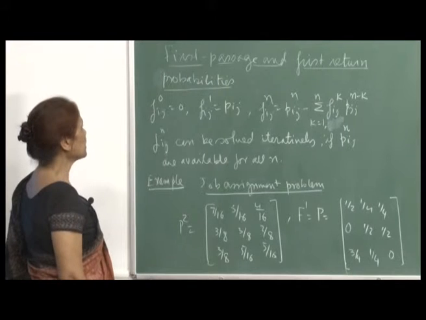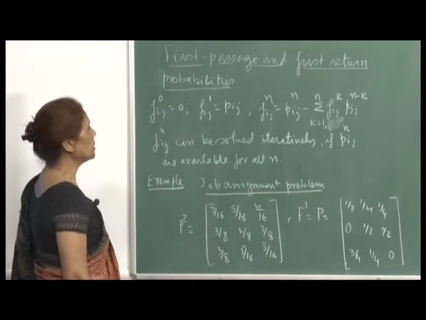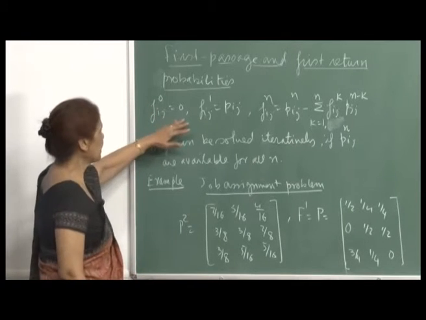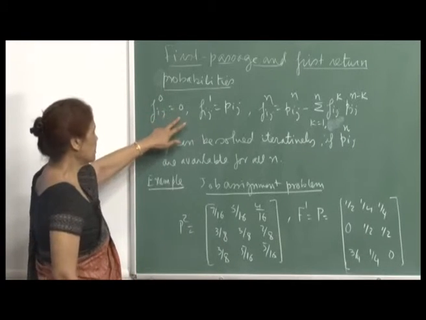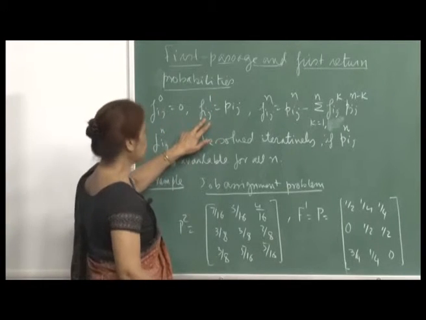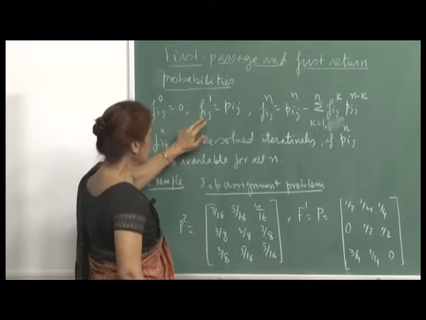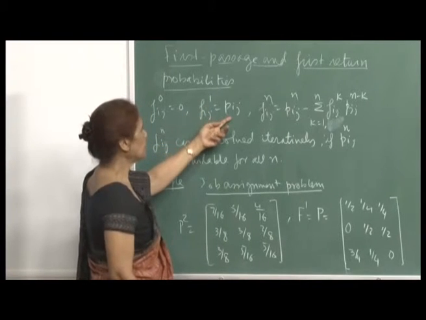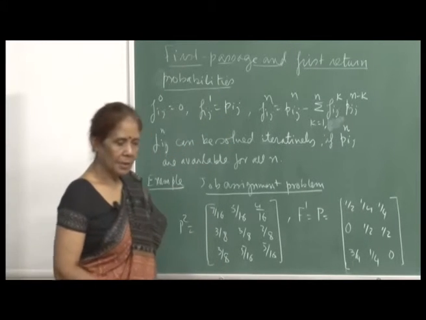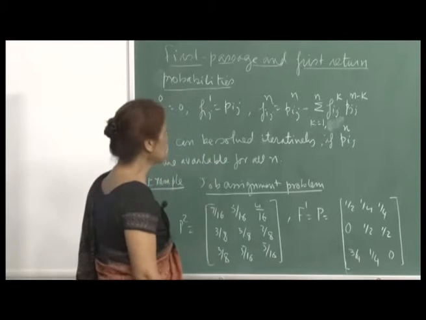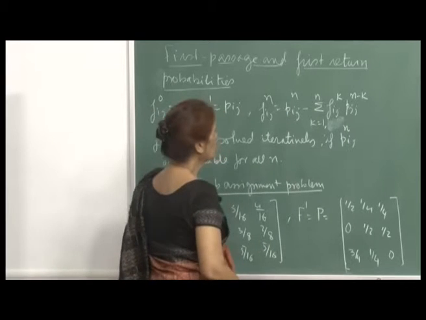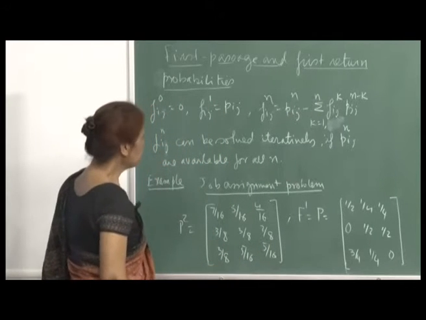We will continue our discussion with first passage and first return probabilities, how to compute them and so on. I just recall quickly that your Fij(0) will be 0, because there cannot be any transition in 0 time. Then Fij(1) means the first time j is reached from i in one step. So that will simply be Pij. The first step transition probabilities are also the first time transition probabilities, and then for Fij(n) we wrote down this formula through which we can recursively compute the Fij.